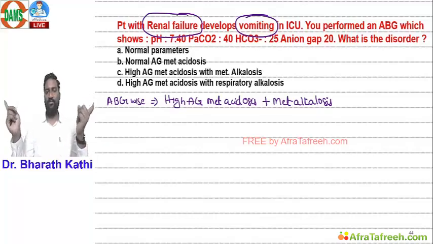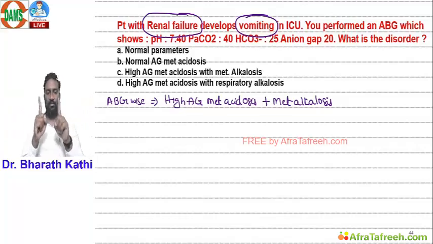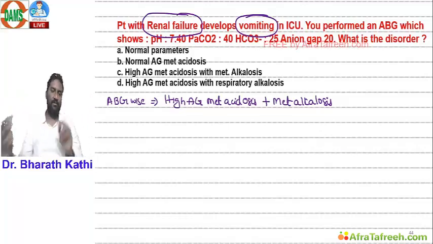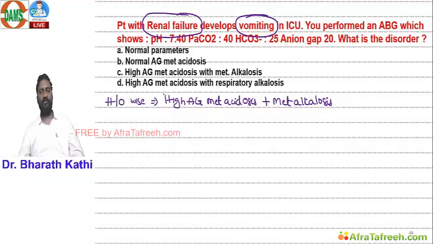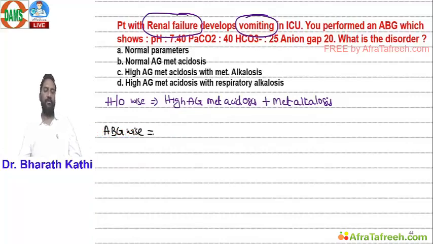When there are two mutually opposite disorders, what can you expect? You can expect the pH to be normalized. Sorry, this is the history-wise approach. According to history, the patient is having high anion gap metabolic acidosis with metabolic alkalosis. Now let us see the ABG-wise approach. So by history, you can suspect there are two disorders and pH might be normalized.